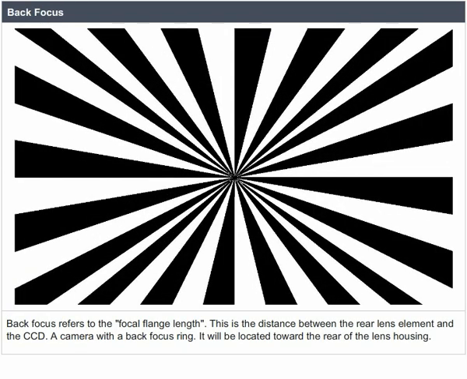Back focus. Back focus refers to the focal flange length. This is the distance between the rear lens element and the CCD. A camera with a back focus ring will have it located toward the rear of the lens housing. A back focus chart like the one pictured is helpful, but any object with sharp contrast will do.